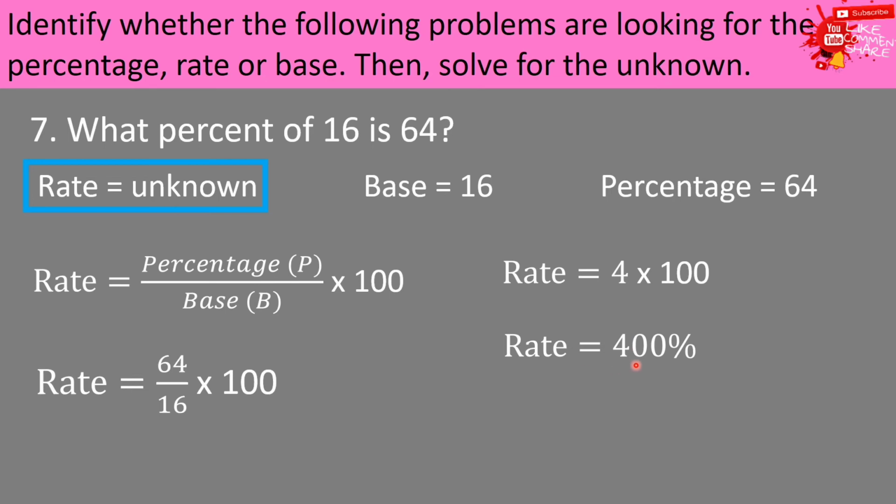So, you can check it. Dahil ang ating base ay mas maliit sa ating percentage, ibig sabihin, ang kailangan na makuha nating rate ay mas mataas sa 100. So, since 400 is larger than 100, this is correct. Then, kunin lang natin yung 400% ng 16. So, ang sagot dyan ay 64. Therefore, our answer for the rate is 400%.